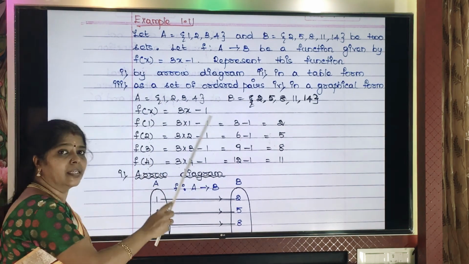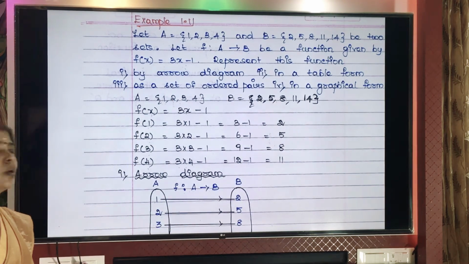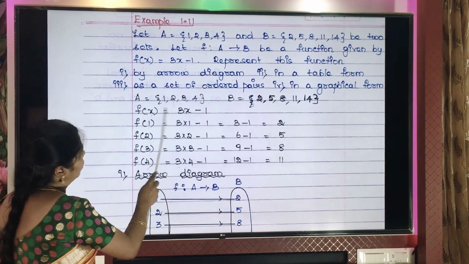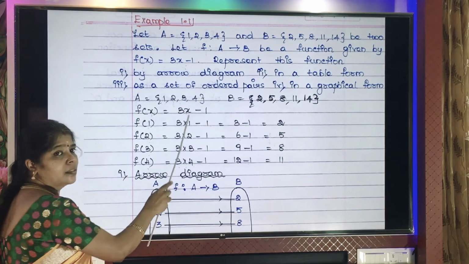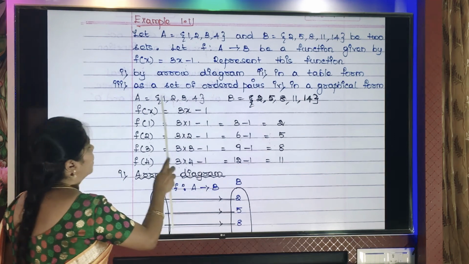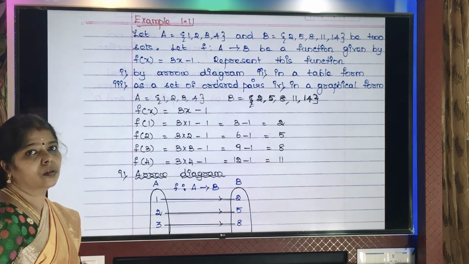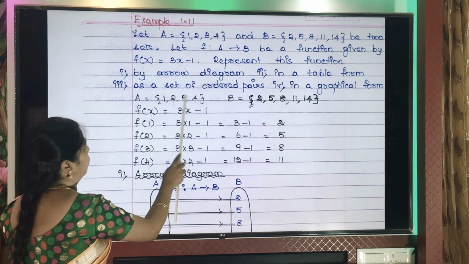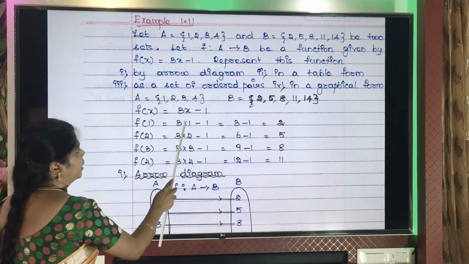Children, first write set A and set B, then write the given function f of x equal to 3x minus 1. Children, as you know, this is an equation with variable x. So you need to substitute for x so that you will get the output. Where will you get the x values? From set A. You should take the x values from set A: 1, 2, 3, 4. Let me take 1. F of 1 will become 3 into 1 minus 1.